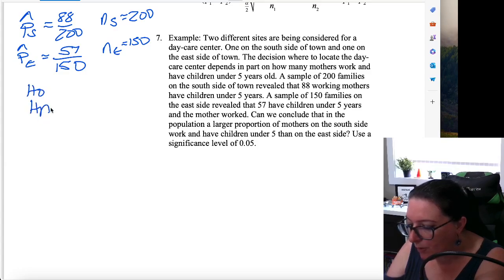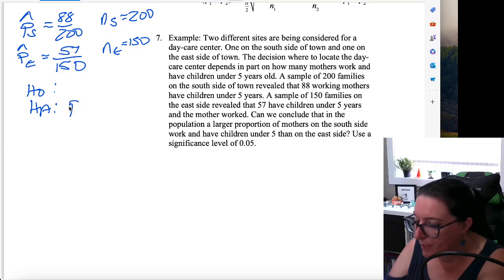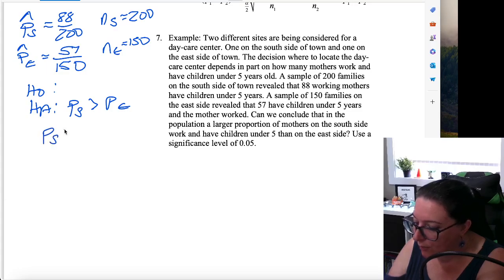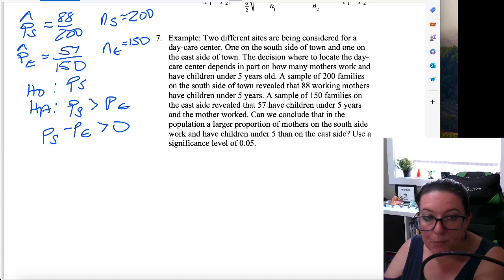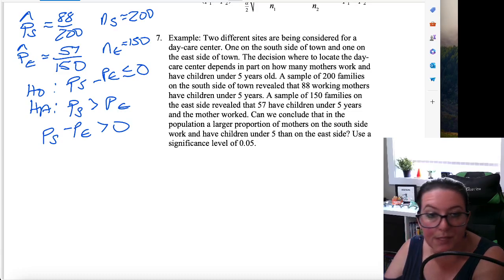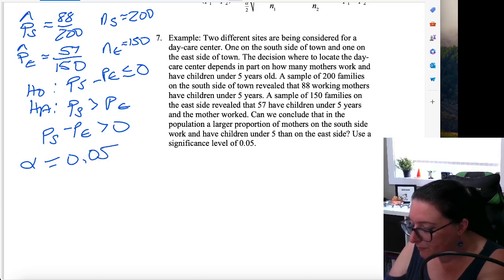Null and alternative hypothesis. The alternative hypothesis: can we conclude that in the population a larger proportion, so P is greater for south than for east? Rearranged, P south minus P east is greater than 0, which means the null hypothesis is P south minus P east is less than or equal to 0. Our alpha here is 0.05.